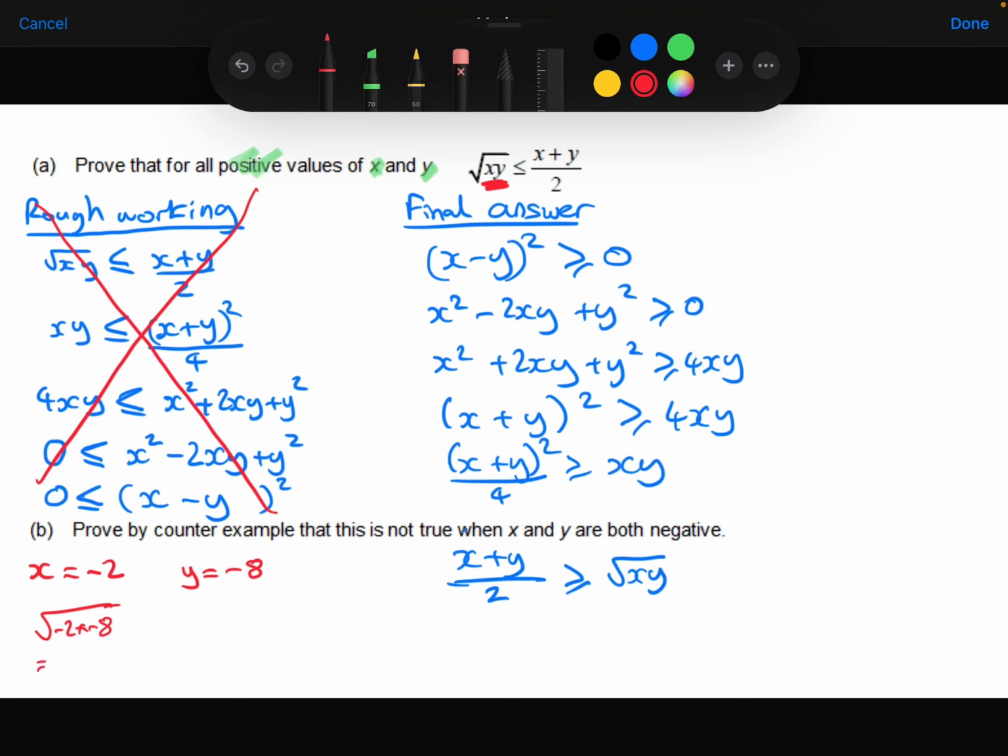So that will give me the square root of 16, which is 4. And when I add them together and divide by 2, I get minus 10 over 2, which is minus 5. And clearly 4 is greater than minus 5. So therefore, it's not true when x and y are negative.